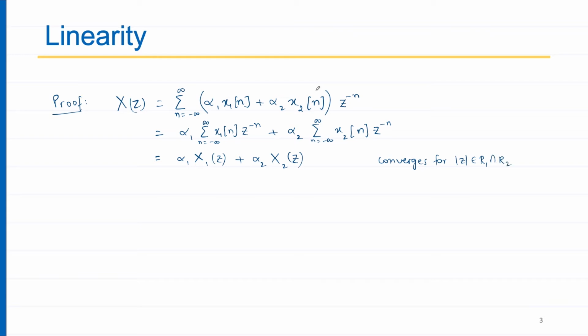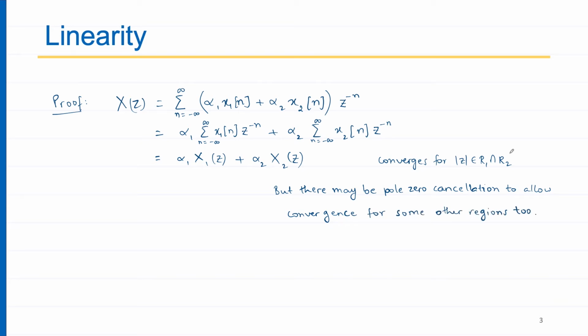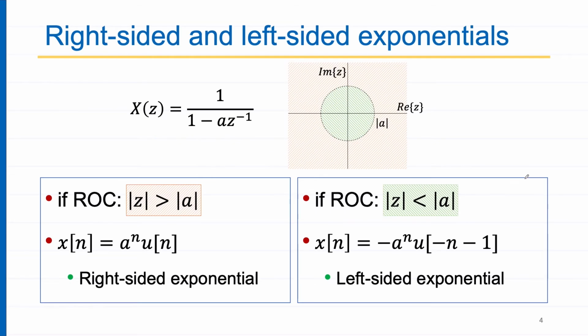So the first series will converge when mod z is in R1, and the second series will converge when mod z is in R2. And for the values of z where both converge, basically you take the intersection, right? So this is minimal, and you know there can be pole-zero cancellations, because of which there can be some other regions where X(z) will still converge, right? But at least this is the region where it must converge. Okay, let us see an example in this regard.